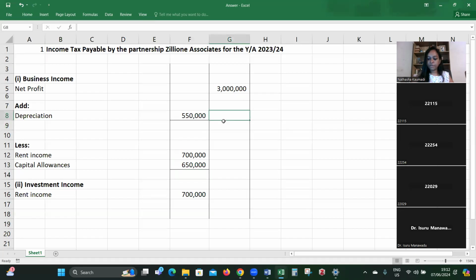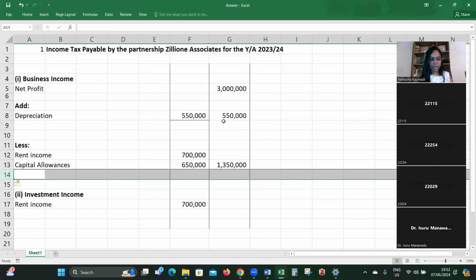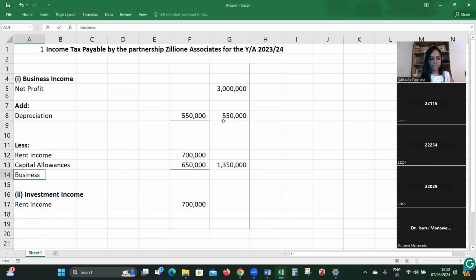Okay, so I'll be taking 550,000 here, and then the total of 700,650. Just check my answers. Right. So we have, I will take the business income here. Business income: 3 million plus 550,000 minus 1,350,000. So business income is 2.2 million.